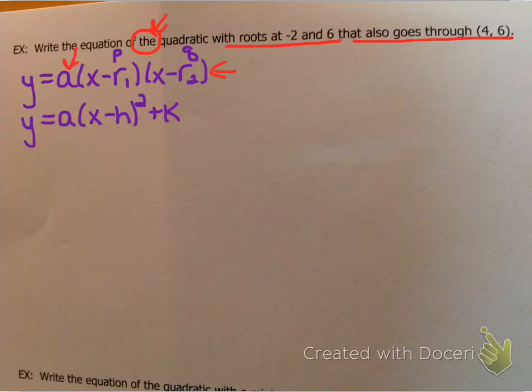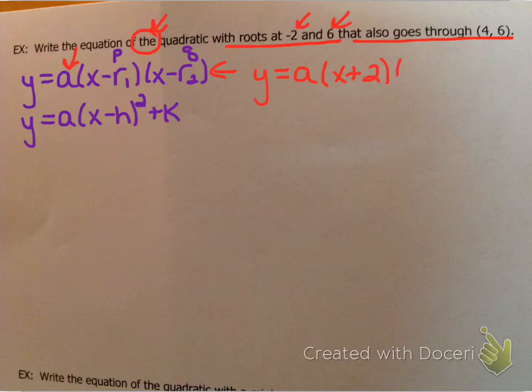So you guys started these problems out by plugging in the information you've been given. So we were given intercepts. We're going to plug in our intercepts. So if negative 2 is our first intercept, then x plus 2 is the factor.